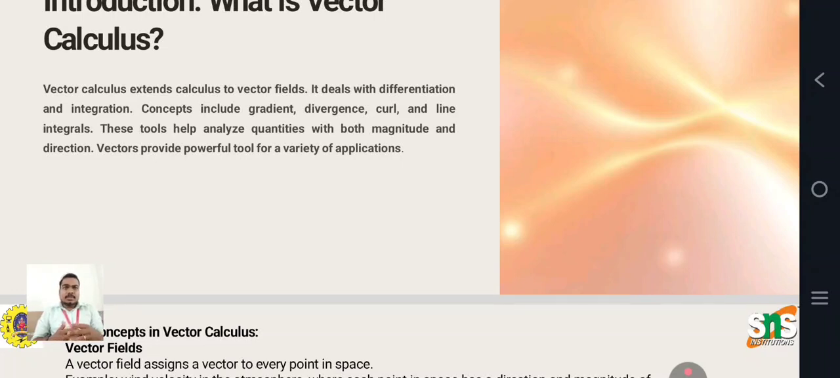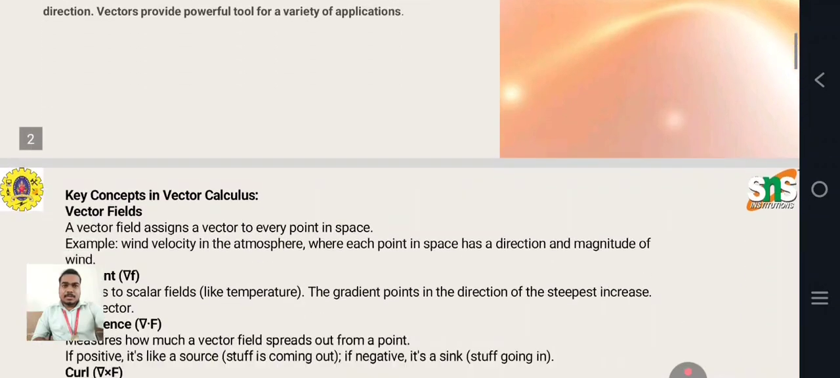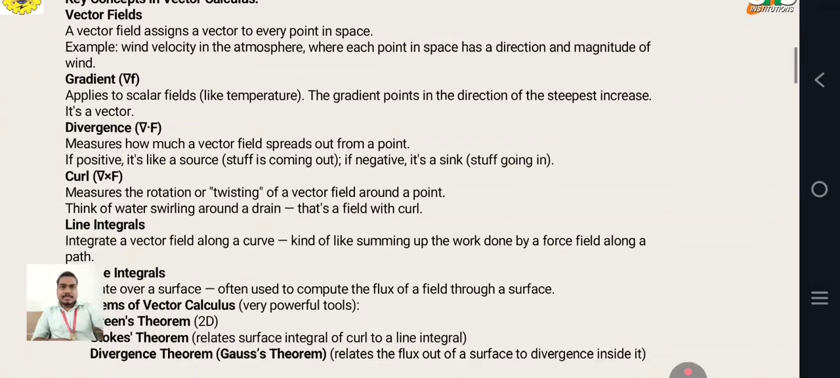The concepts include gradients, divergence, curl, and line integrals. These tools help analyze quantities with both magnitude and direction. Vectors provide a powerful tool for a variety of applications. We will see the key points of vector calculus. Vector fields assign a vector to every point in space. For example, wind velocity in the atmosphere, where each point in space has a direction and magnitude of the wind.